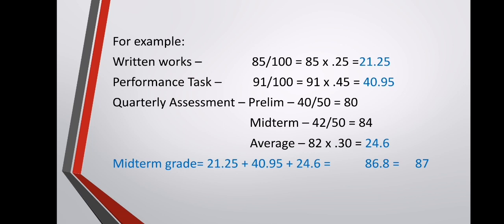For your quarterly assessment, for example, for your prelim, you get 40 out of 50, so that is 80. In your midterm, you get 42 out of 50, so that is 84. You get the average: 80 plus 84 divided by 2 equals 82. You multiply it by 0.3, you get 24.6. Then you add your percentage in your written work plus the performance task plus the quarterly assessment, and your midterm grade will be equal to 86.8 or 87.